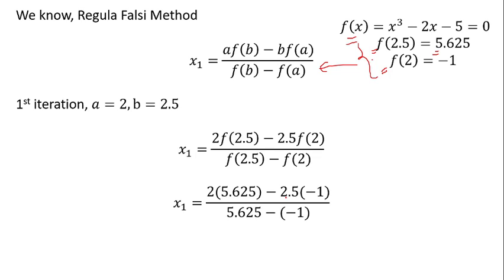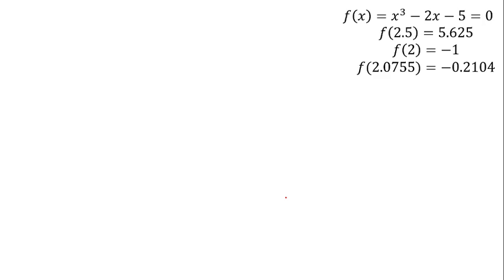Now with the help of a calculator we will get directly the answer. So x1 is equal to, calculate the value, after calculation we will get 2.0755. So this is x1. Now after getting x1, the next step is important because you have to choose new a and b. So let us find out first what is f of 2.0755, which is again a negative number. Now f of 2.5 is positive, f of 2.0755 is negative, so the root lies between them, right?